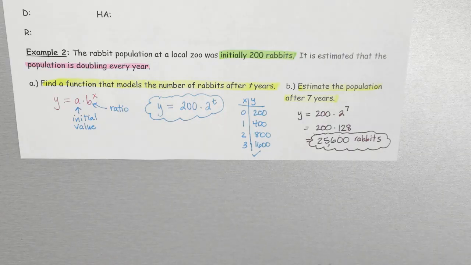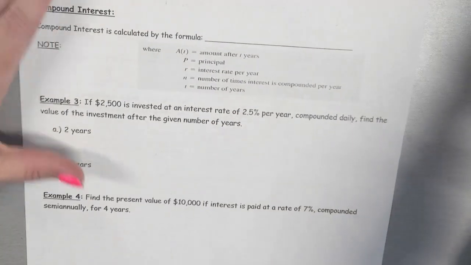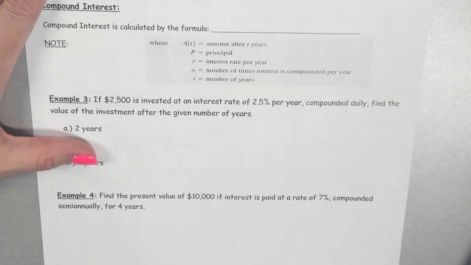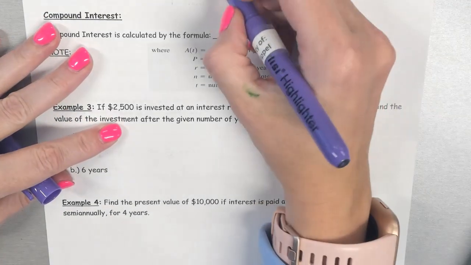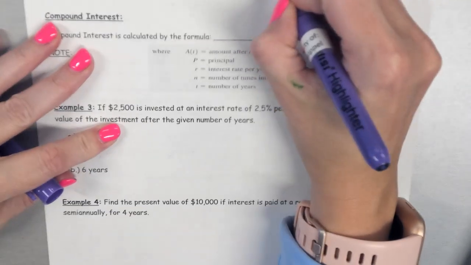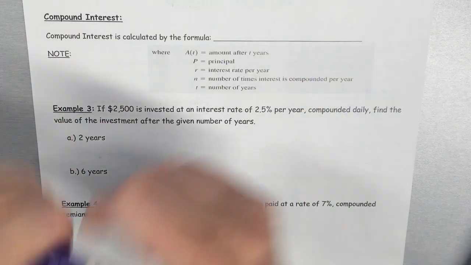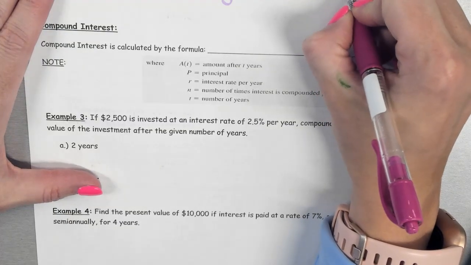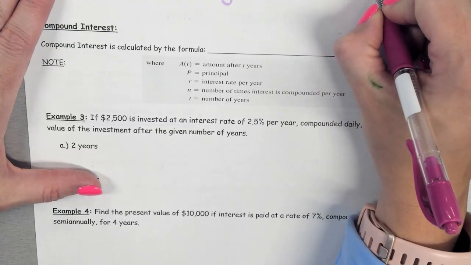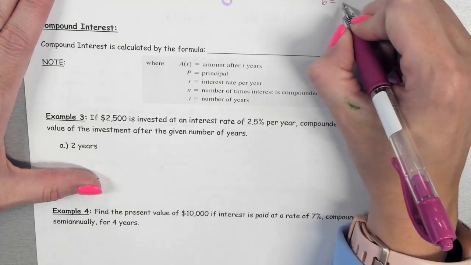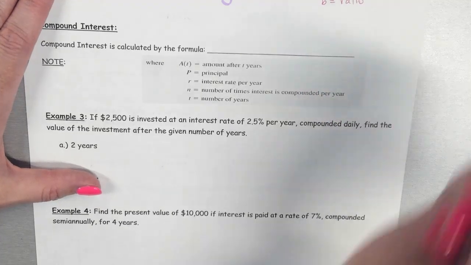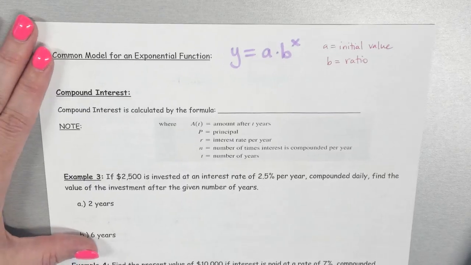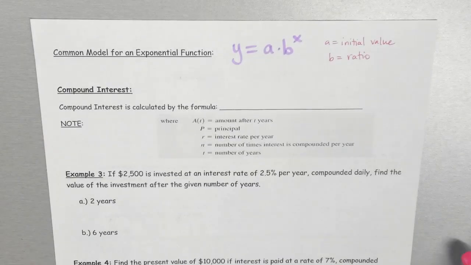So that common model that we are going to write down for an exponential function is y equals a times b to the x power. a is the initial value, and we call b the base, which is the ratio. So if it's tripling, your ratio would be 3. If it's quadrupling, 4.